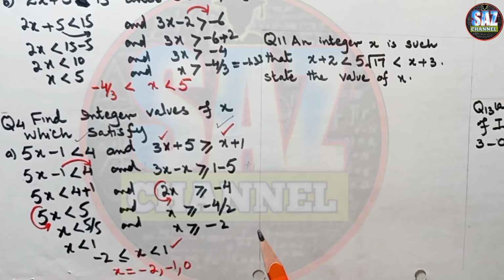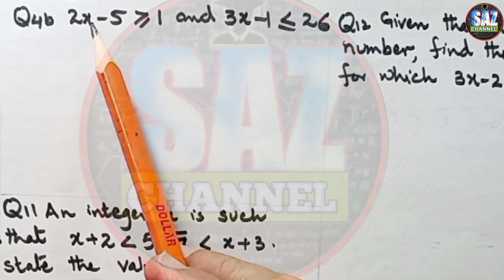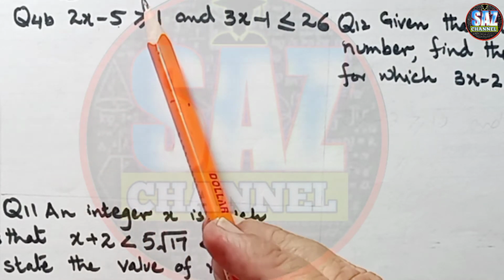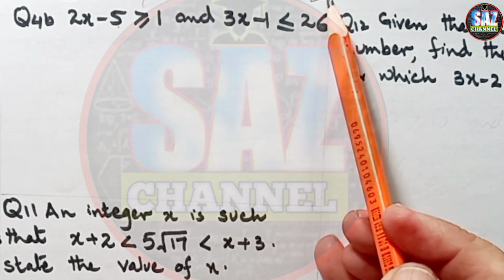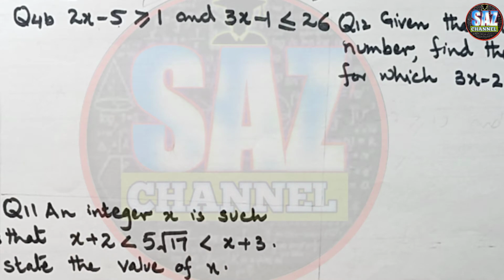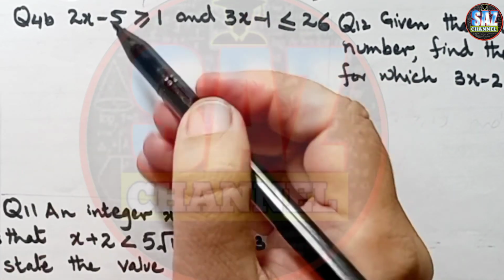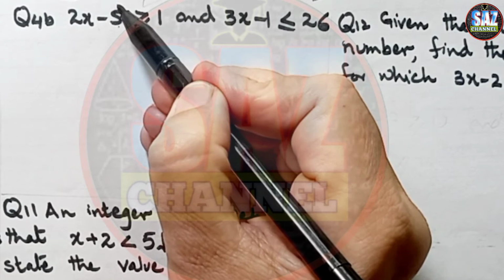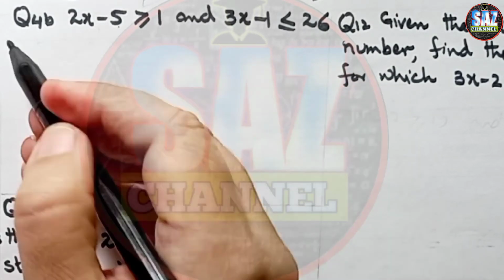Let's move to the next part of the question, question number 4, B part: 2x minus 5 is greater than or equal to 1 and 3x minus 1 is less than or equal to 26. In order to find the integer values of x which satisfy both the inequalities, we first have to solve both the inequalities. If we look at the first inequality, we can see this 5 is on the left hand side, we have to shift it to the other side.